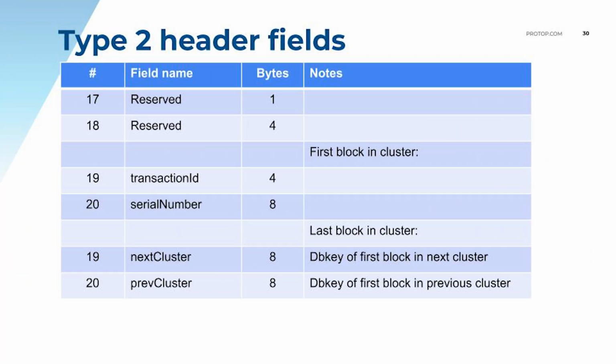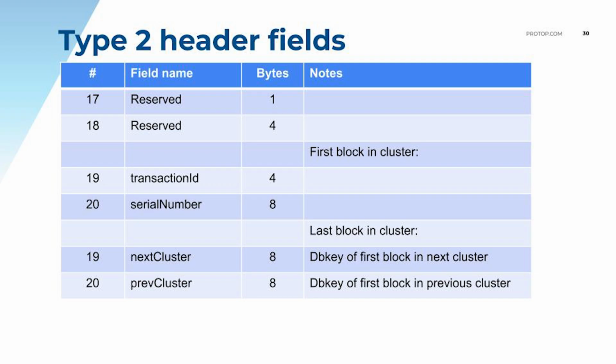The last two fields are reserved for future use, so maybe in V13 we'll see some new fields there, I'm not sure. As I mentioned, if the block is the first block in its cluster, it gets two additional fields, which are transaction ID and serial number. I don't have anything interesting to say about those. And the last block in the cluster has two extra fields called next cluster and previous cluster. So this is how cluster chains work.